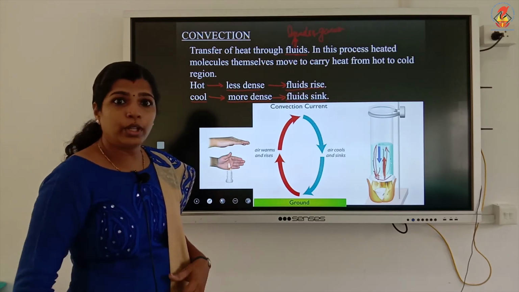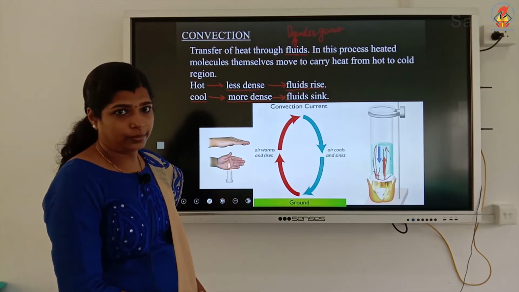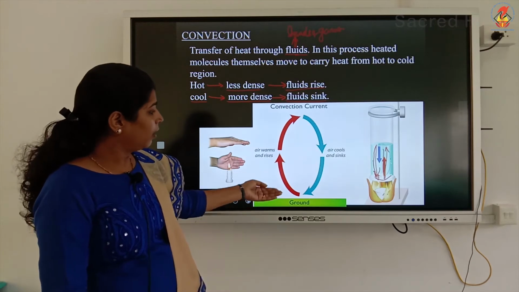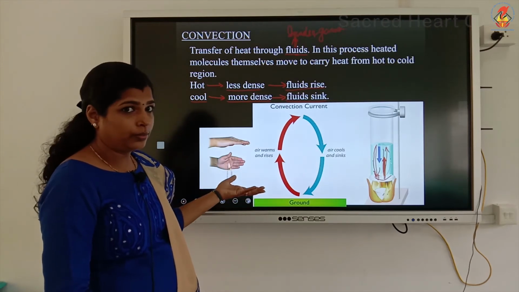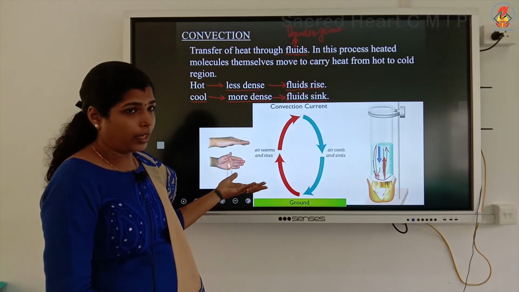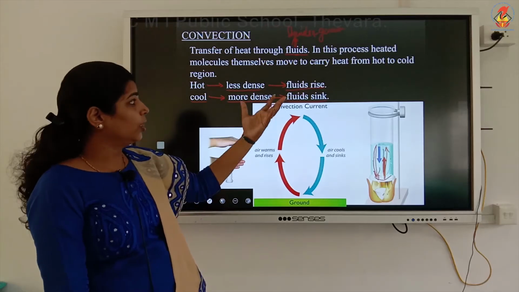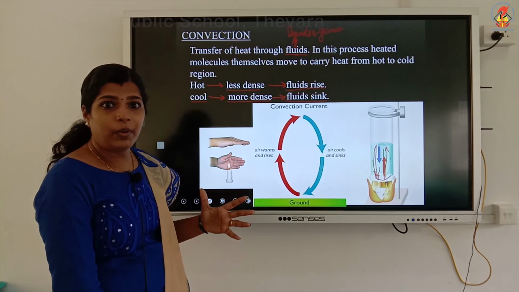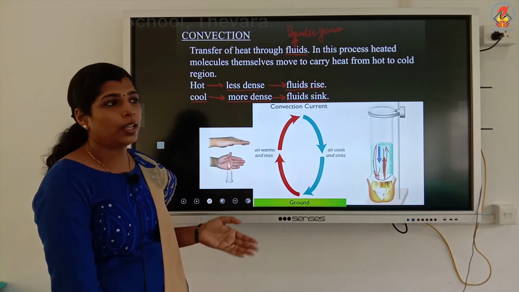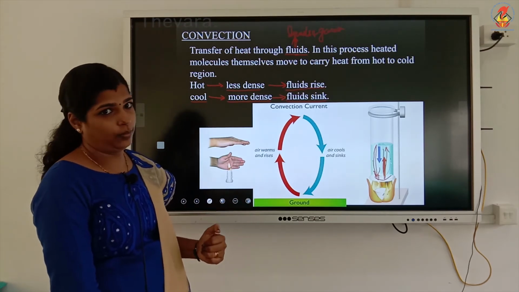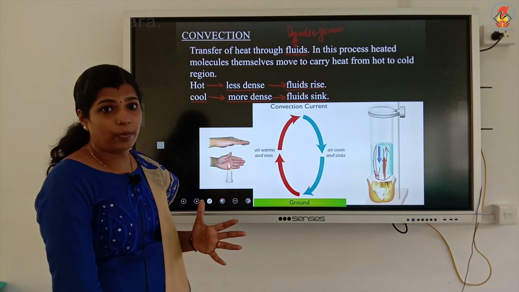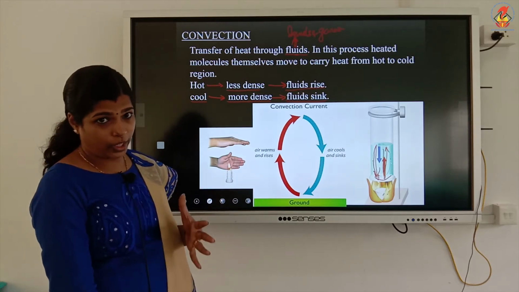Wind blows due to the convection current. So when air becomes hot, it will be lighter and it will move upward. The cold air from other places will come to that space. So using convection current, you can explain land breeze and sea breeze. Land breeze and sea breeze are an example for convection.